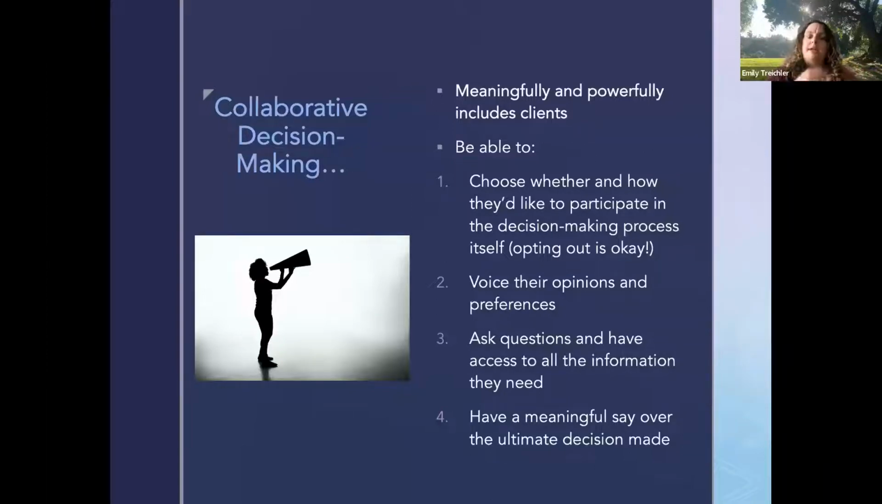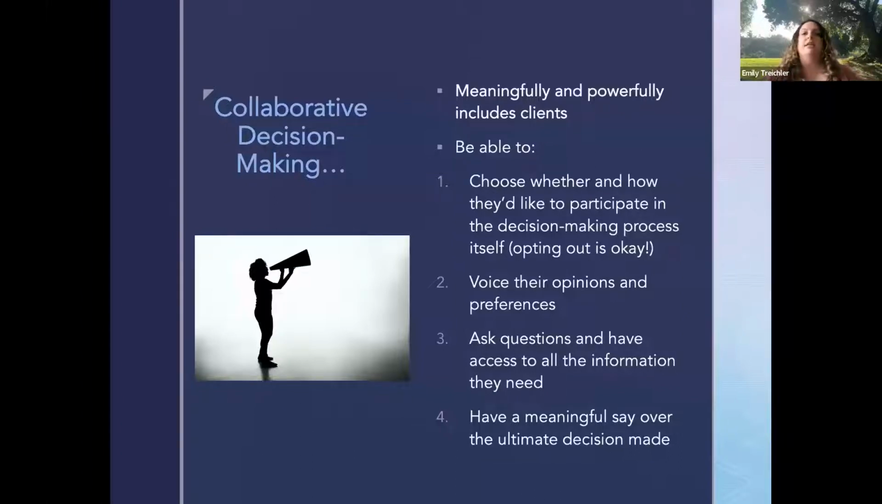Do I want to be really actively involved? Do I want to be involved in all of the steps, or do I just want to be involved in one part or another? And then if they are involved, to be able to voice their preferences and their opinions, to say what they would prefer or not prefer, what their past experiences are. And to be able to ask questions and to be able to access the information that they need in order to really have those opinions.